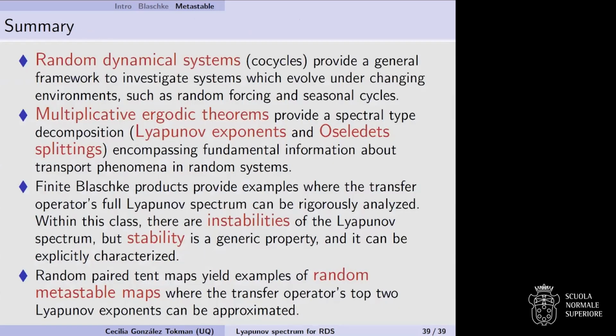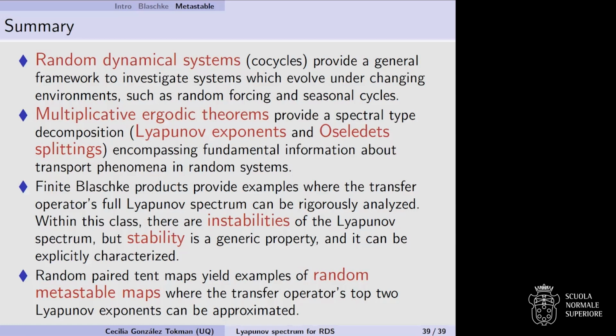So I'll just leave you with a summary. Random dynamical systems, I hope I convinced you, give us a quite general and flexible framework to study systems which have influences from random to seasonal effects. And multiplicative ergodic theory gives us a spectral type decomposition, namely Lyapunov exponents and Oseledets spaces, which encompass fundamental information about transport and statistical behavior in such systems. And finite Blaschke product cocycles give us examples where the transfer operator's Lyapunov spectrum can be rigorously analyzed, so we can really characterize it and understand stabilities and instabilities in that context. So both happen, but stability is generic.